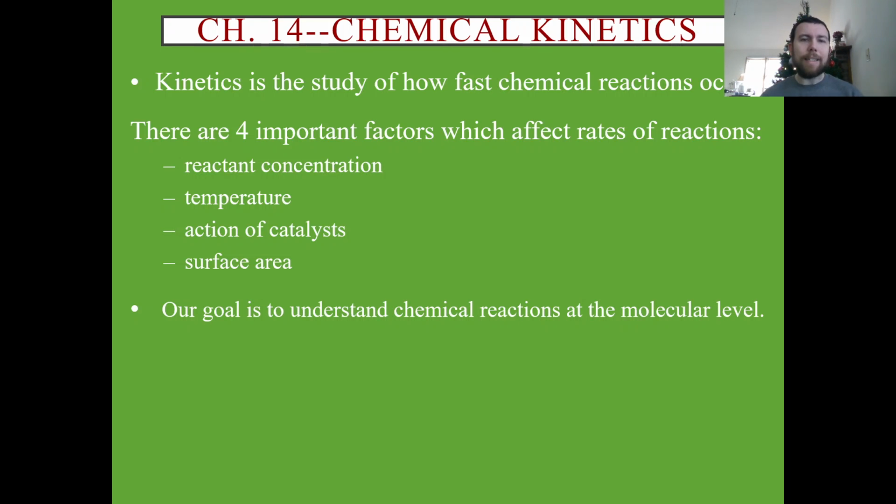And as we look at kinetics, our goal is going to be understanding chemical reactions at the molecular level. This is a great segue because in the previous unit, we looked at net ionic equations and what's really going on at the particle level. How are things interacting here? Well, with chemical kinetics, we're going to continue to look at things at the molecular level and think about what needs to happen in order for a reaction to take place so that we can go from reactants to products.